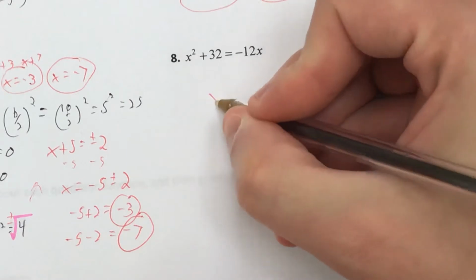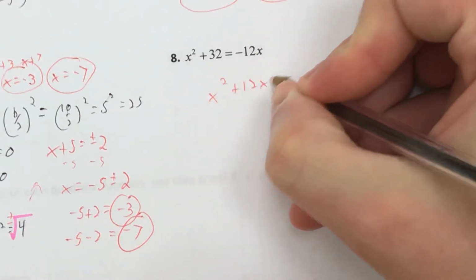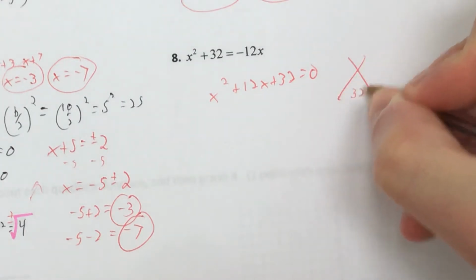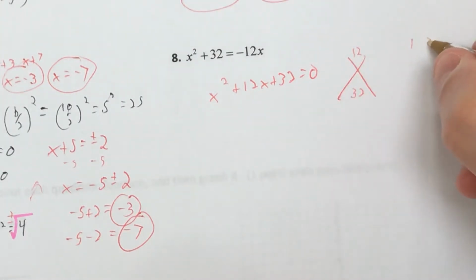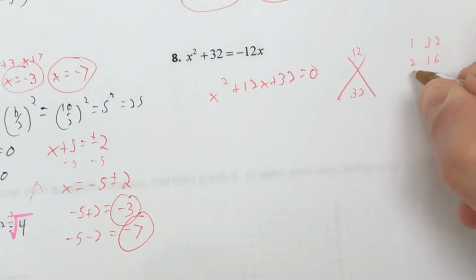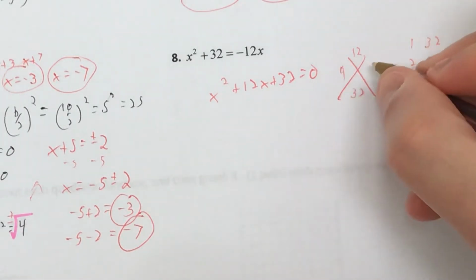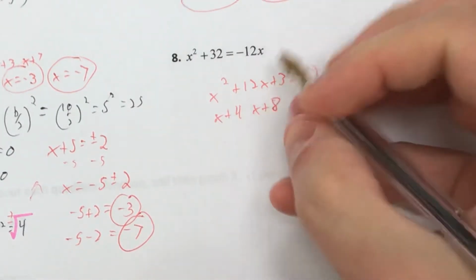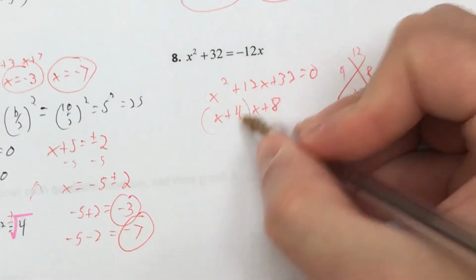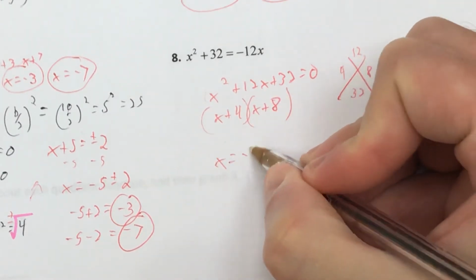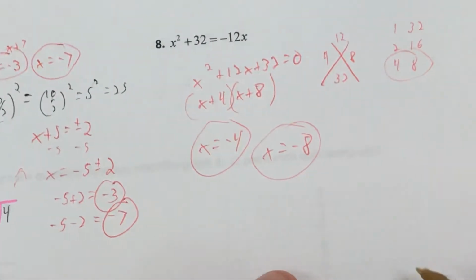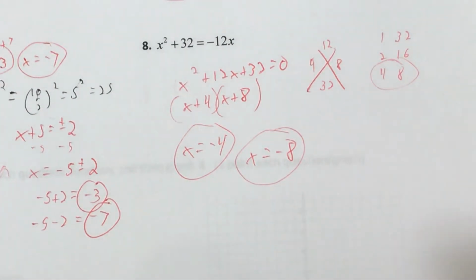You add the 12x over, you get x squared plus 12x plus 32 equals 0. Look for things that multiply to 32 and add up to 12, so that's 1 and 32, 2 and 16, 3 does not go into it, 4 and 8, and look, it's 4 and 8. So then you get x plus 4 and x plus 8. You can do that because there's no number in front of the x squared. So you get x equals negative 4 and x equals negative 8. If that was too fast, then just pause it and go back.